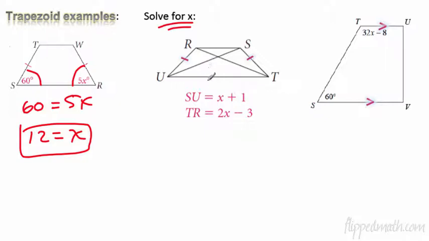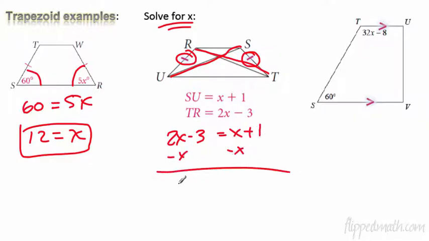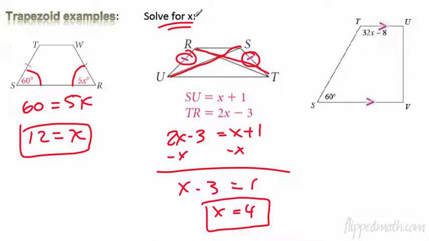Okay, so the second example, what do we have? SU, that's this diagonal right here, and TR. Okay, so they're giving you different lengths. So SU is x plus 1, and TR is 2x minus 3. These are diagonals. It's isosceles again, so that means the diagonals are congruent. So we can write an equation, 2x minus 3 equals x plus 1. And then we can solve it, minus x, draw a line, x minus 3 equals 1. Add 3 to both sides, we get x equals 4. And again, they're asking us to solve for x, so we're done there.